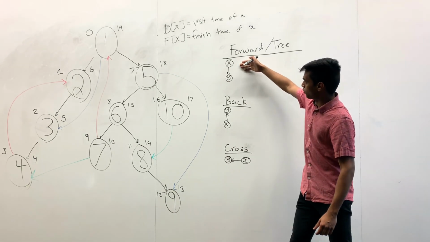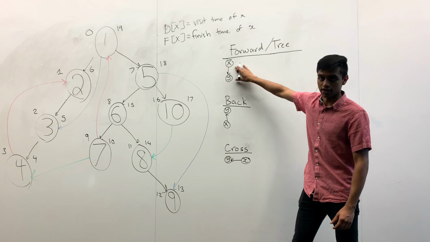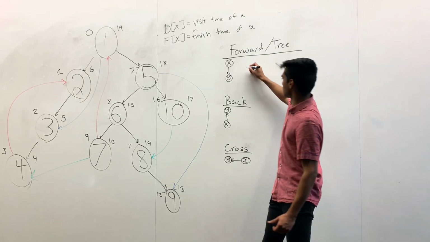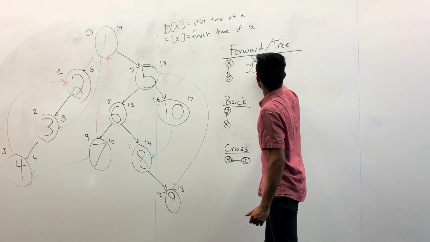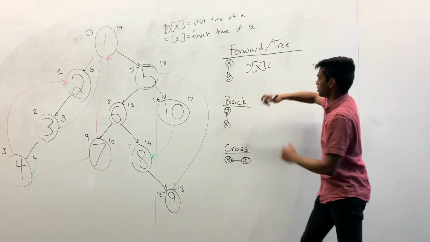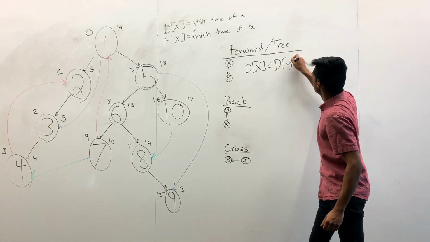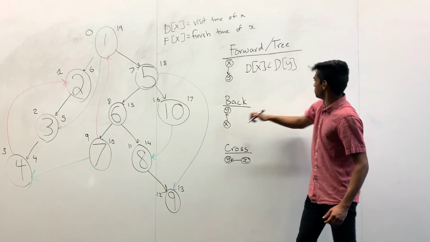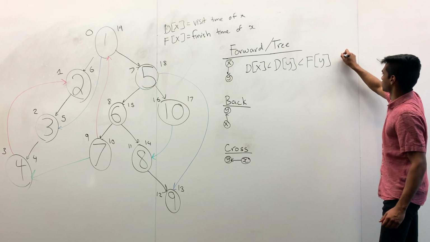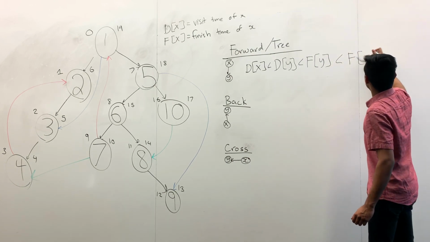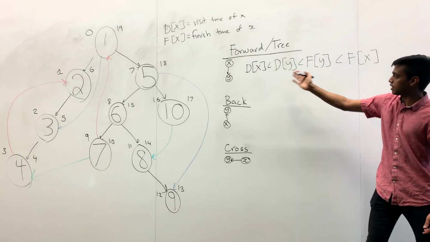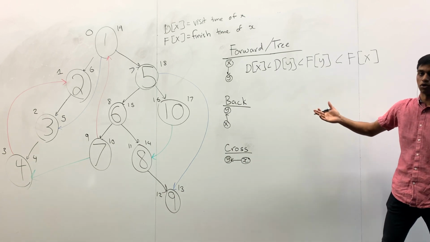So if we have a forward or tree edge, we know that y is a descendant of x in the DFS tree generated by running DFS on the original graph. So in this case, we must have discovered x first, and then we must have discovered y, because we still haven't finished all of x's out neighbors. And then after visiting all of y's out neighbors, we would have finished y, and then we finally finish x. So given an arbitrary edge, if it meets this inequality using the discover and finish times, we can tell that that edge must be a forward or tree edge.